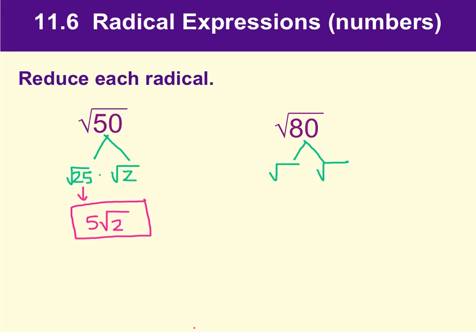And if you go through your list, does 80 divide by 4? Does it divide by 9? Does it divide by 16? You'll say, yeah, 16 goes in 5 times. So square root of 80 breaks down into square root of 16 times the square root of 5.